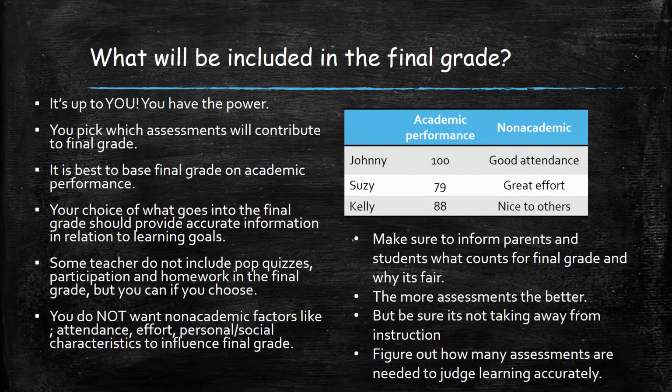Make sure to inform parents and students what counts for a final grade and why it's fair. The more assessments, the better. But be sure it's not taking away from instruction. Figure out how many assessments are needed to judge learning accurately. In the chart provided, a quantitative number is listed for academic performance. A qualitative word is listed for non-academic performance.